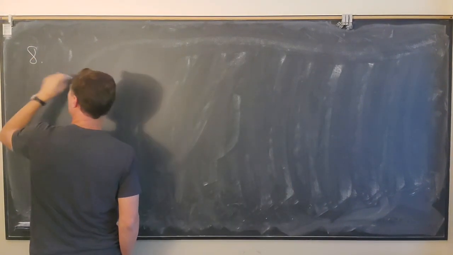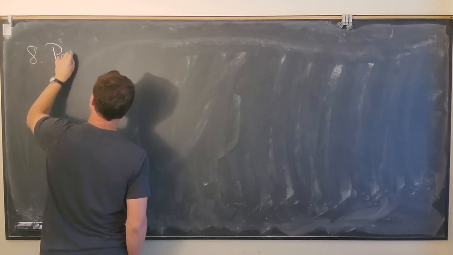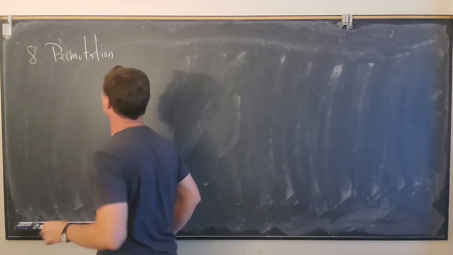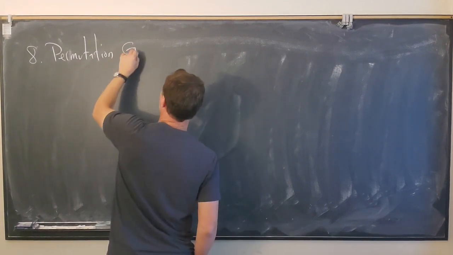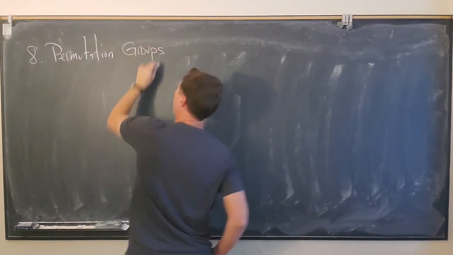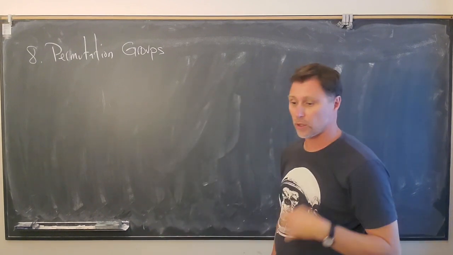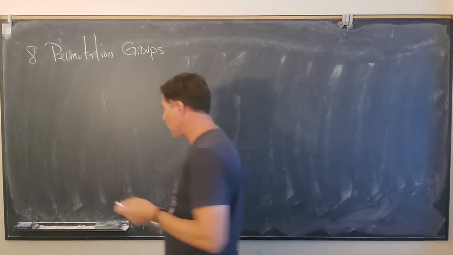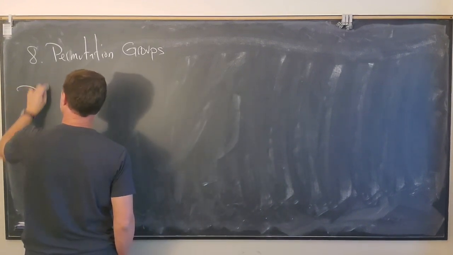And this is a big one. We're going to learn about a new class of groups called permutation groups. And this is a very important class of groups, right? Cyclic groups were the first class that we learned. Now we're going to study what are called permutation groups. So let's start with the definition.